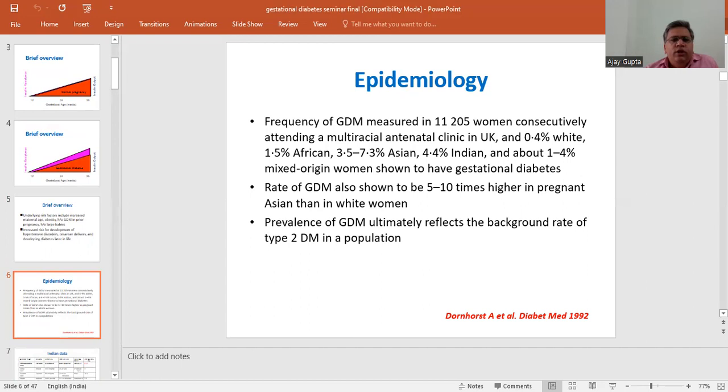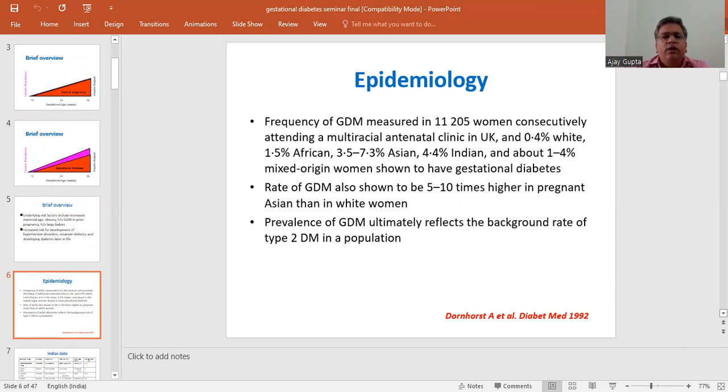Now coming to the epidemiology of gestational diabetes mellitus, the frequency was measured in 11,205 women consecutively attending the multi-racial antenatal clinic in the UK. 4% of the white population, 1.5% of the African population, 3.5 to 7.3% of the Asian population, 4.4% of the Indian population, and about 1 to 4% of women of mixed origin were shown to have gestational diabetes mellitus. So we can see that those belonging to the Indian or Asian subgroup have increased chances of developing gestational diabetes mellitus.